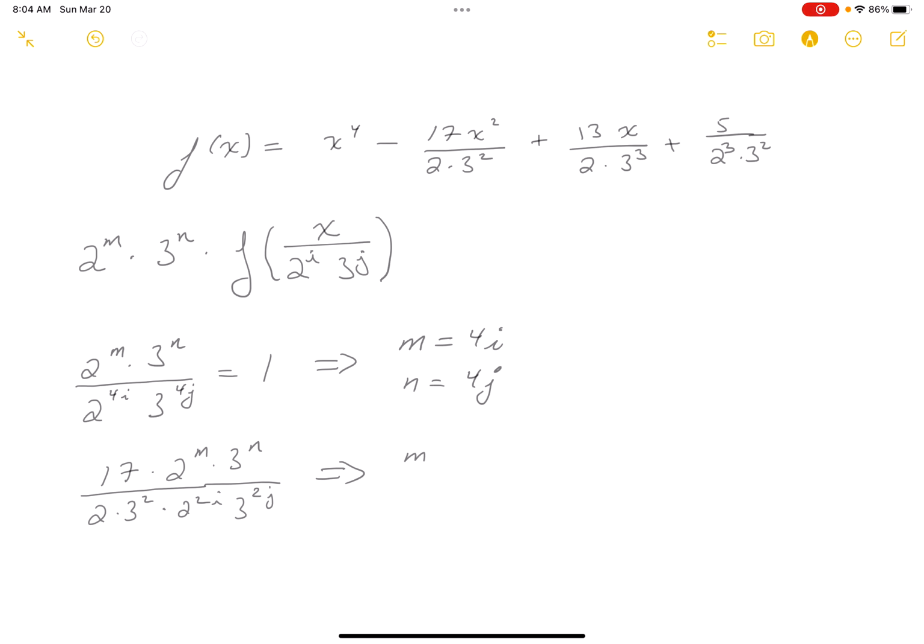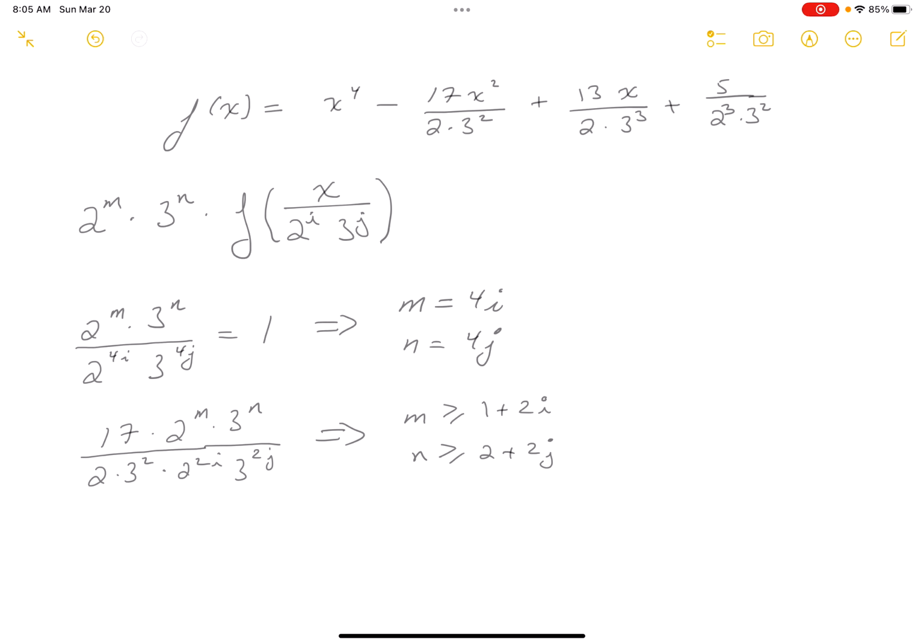The m must be greater than or equal to, let's count up the 2's now. So it's 1 and 2i. So I'm going to say 1 plus 2i. Let's do the 3's. I'm counting them. n must be greater than or equal to the factor of 3's on bottom, and that's going to be 2j plus 2, or 2 plus 2j. All right, let's go to the next one.